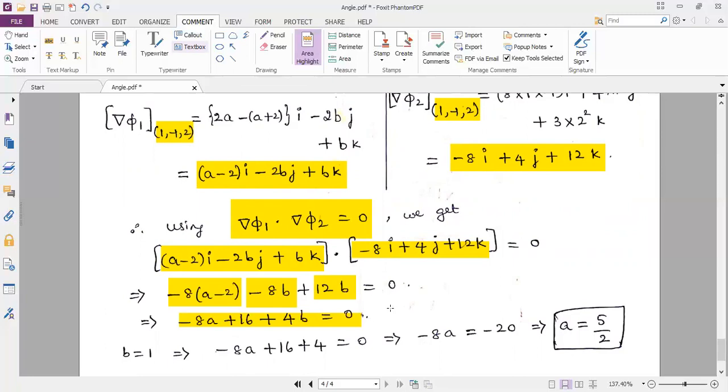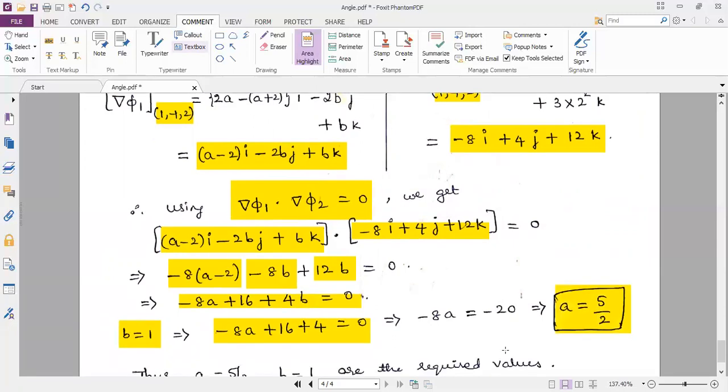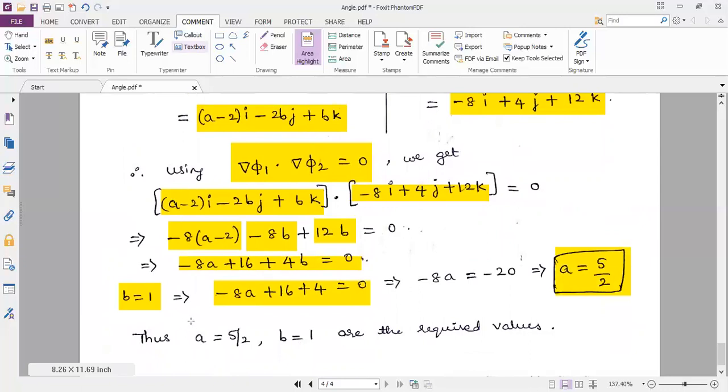Since we have already obtained the value of b as 1, substituting b = 1, we simplify for a. So the value we obtain is a = 5/2. Thus, a = 5/2 and b = 1 are the required values. Thank you.